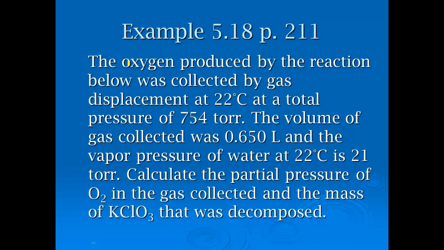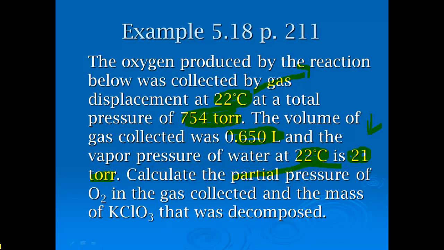Now here's another sample. Oxygen produced by the reaction below was collected by displacement at 22 degrees Celsius. Actually, it's going to tell us here, at a total pressure of 754 torr. The volume of gas collected was 0.650 liters. Vapor pressure of the water at 22 degrees Celsius is 21 torr. This is something that you'd be able to find, or that you would be given, what the pressure of the water is at certain temperatures.